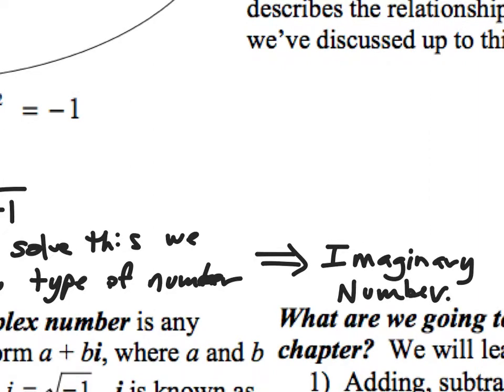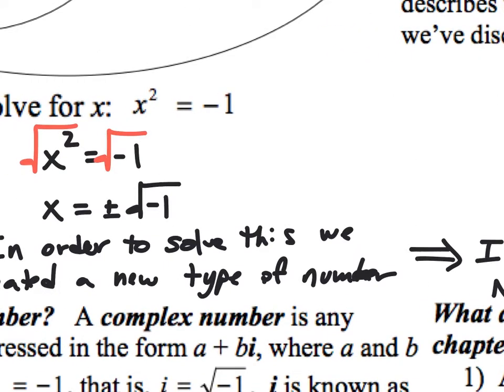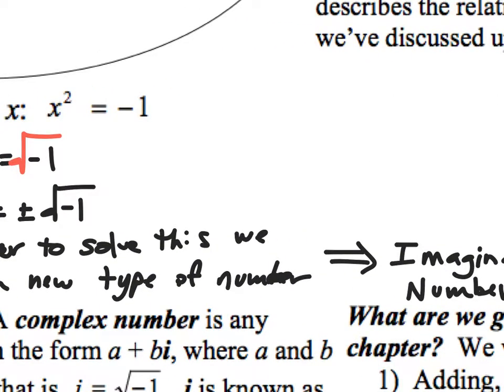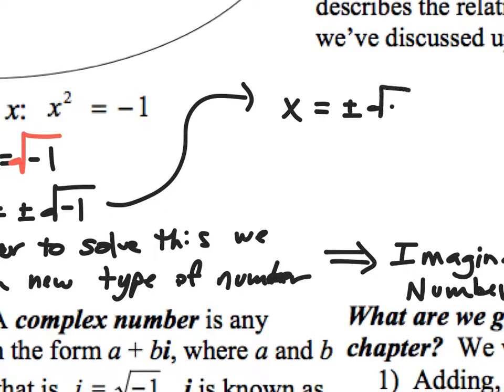All right, so let's think about this, okay? So we get this value here. Let me bring this up over here. And what I'm going to write over here is that x is equal to plus or minus the square root of -1, okay?